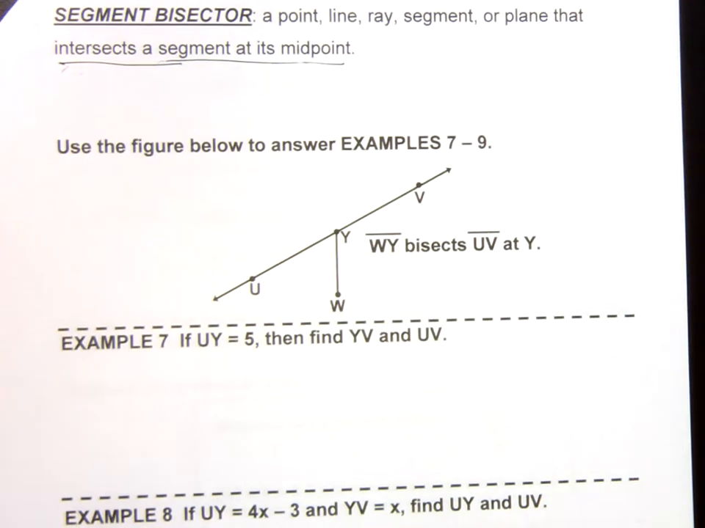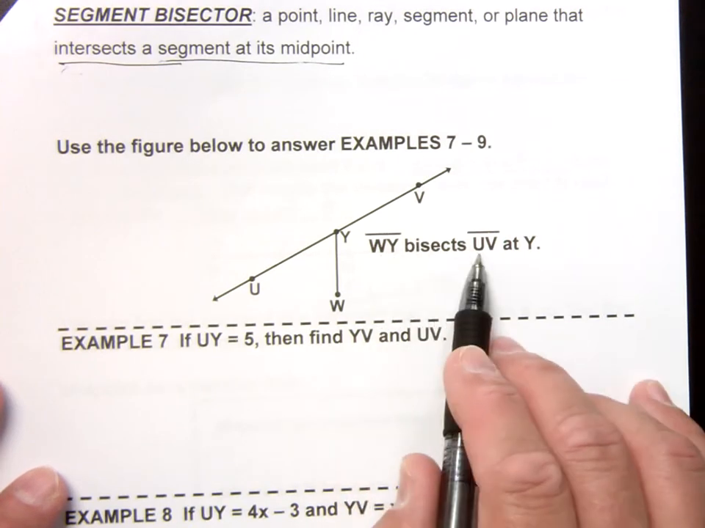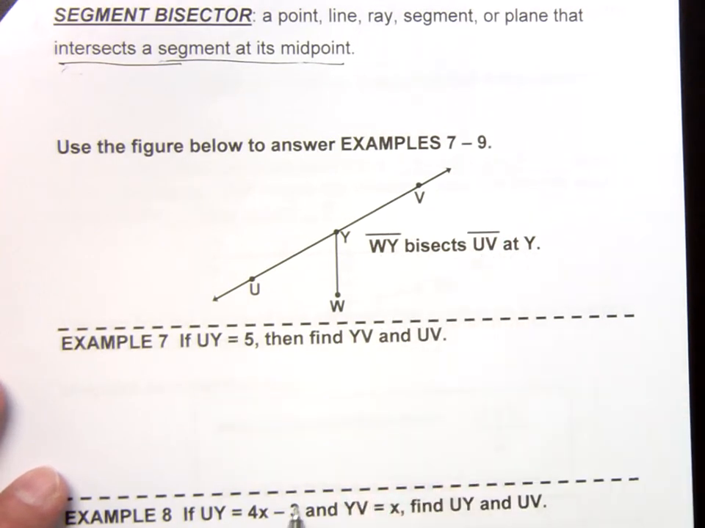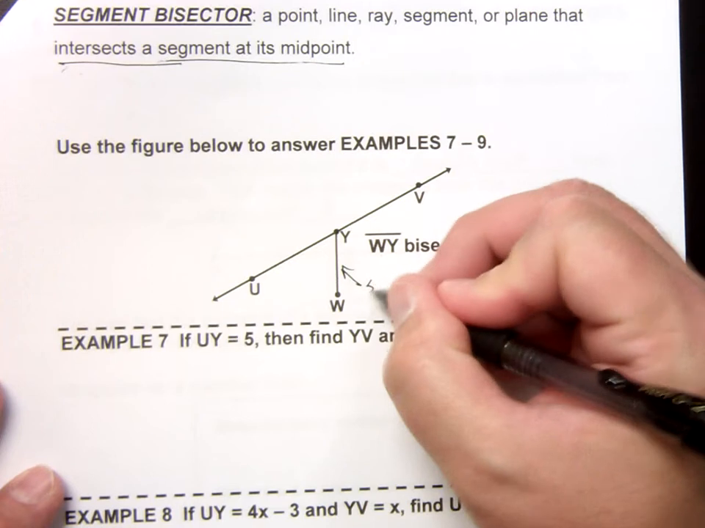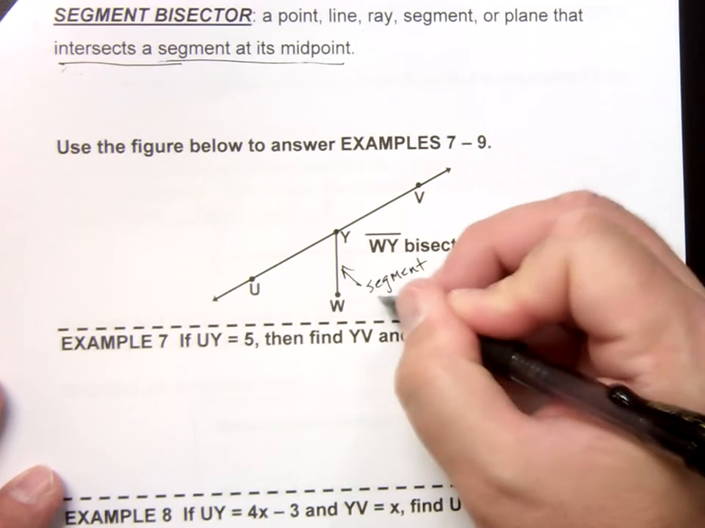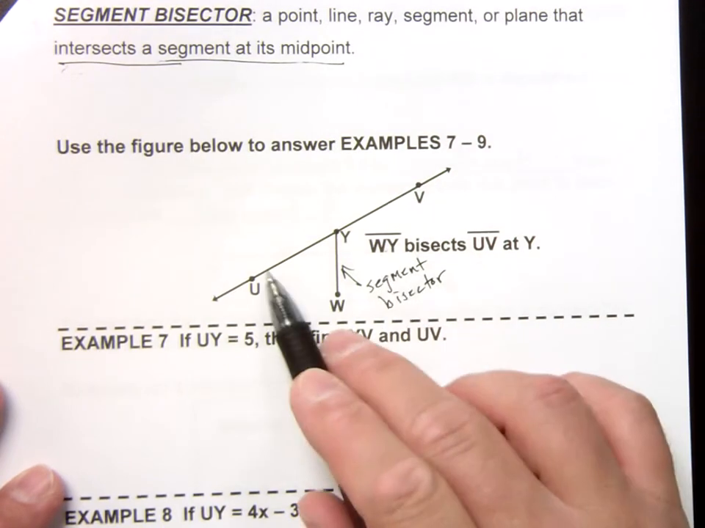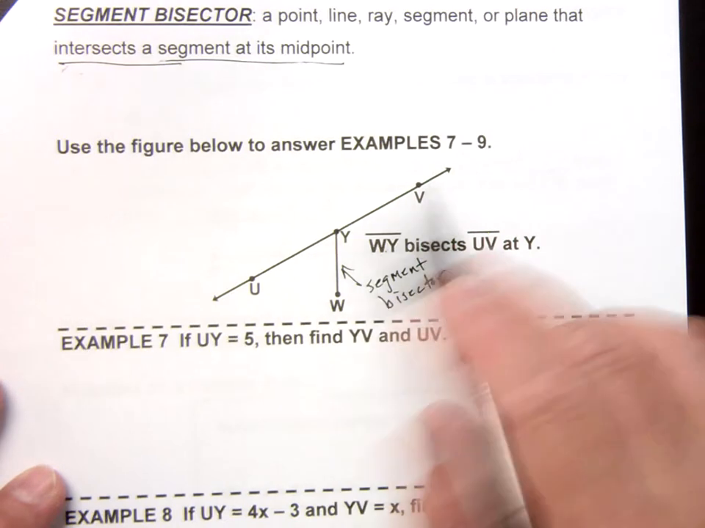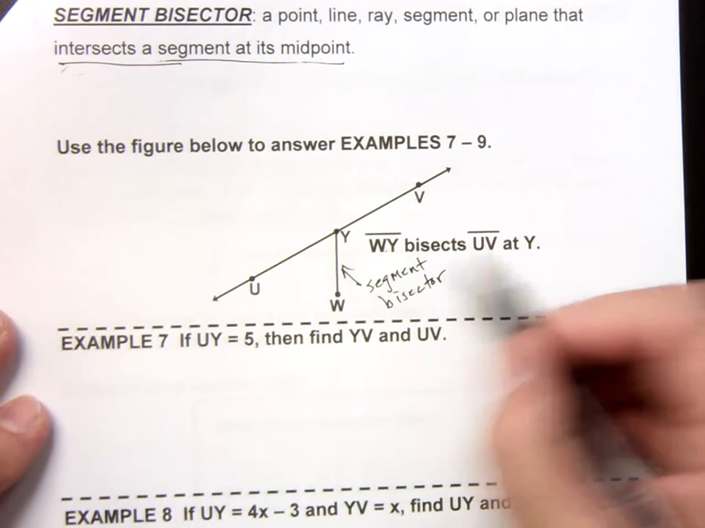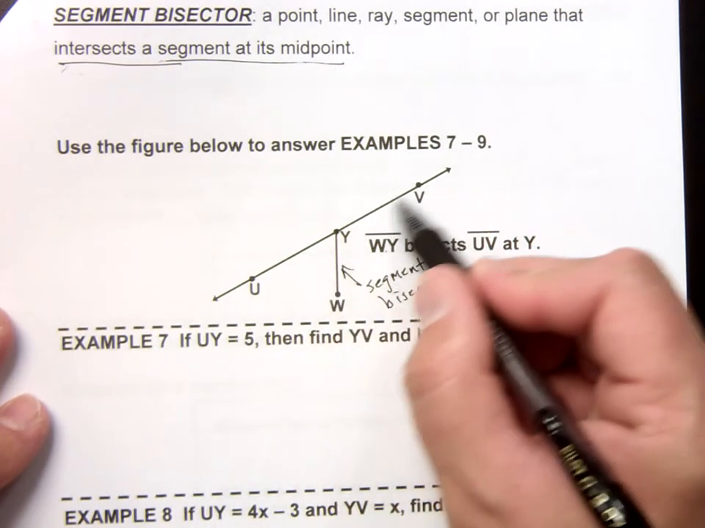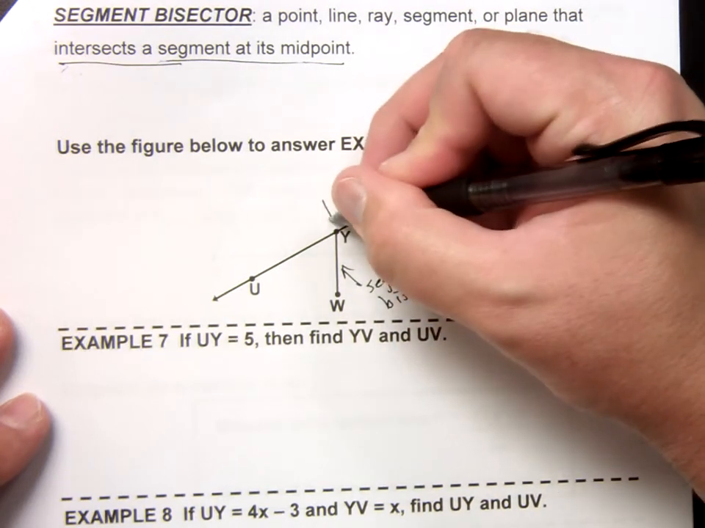So in this example down here, it says that line segment WY bisects line segment UV at Y. So here's line segment YW. This is the segment bisector, because this is what is bisecting something. It's bisecting a segment, so it is the segment bisector. Now what is getting bisected is line segment UV. Now if this is what's getting bisected, that means that the point where the segment bisector intersects it is the midpoint. So point Y is the midpoint.